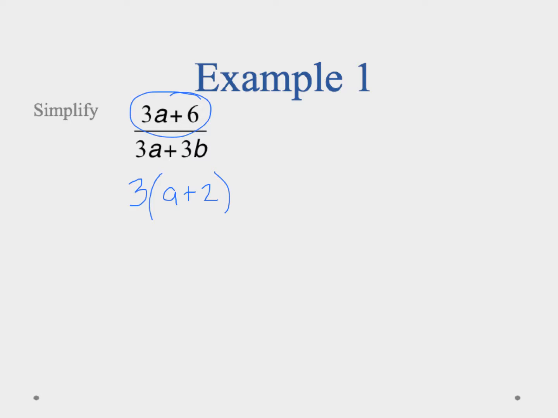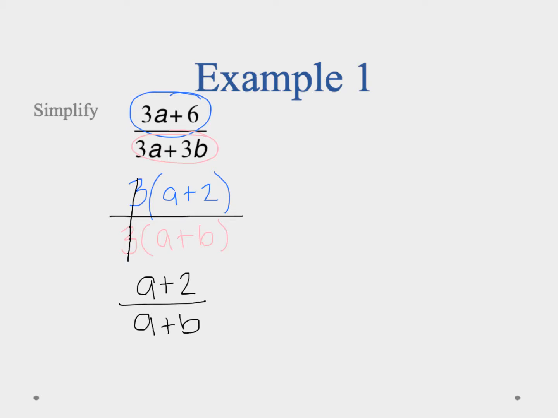Now it's going to be divided by, let's look at the bottom, 3a plus 3b. They both have a 3 in common. So I'm going to pull out the 3 and factor the 3, and I get a plus b. Now, on the outside, I have 3 divided by 3. Those cancel each other out because it makes a 1. 3 divided by 3 is just 1. And I'm left with a plus 2 divided by a plus b.